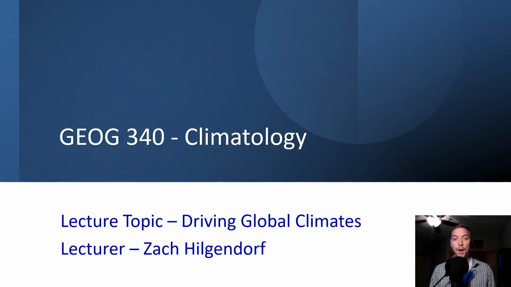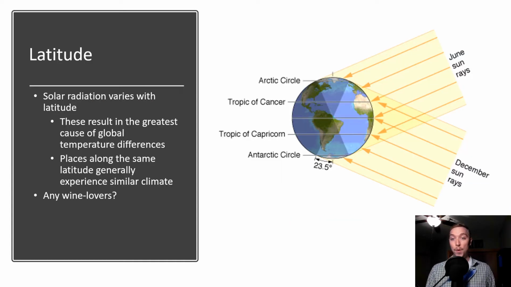My name is Zach Hilgendorf, and today we are going to be talking about the drivers of global climate differences. And we're going to start off with the most important one, latitude. Solar radiation varies with latitude. Depending on the season, depending on your position on Earth, you're going to have a different solar angle and therefore different solar radiation. It's the greatest cause of global temperature differences. But places along the same line of latitude are generally going to have the same climate, with obvious variations that we'll get into in a little bit.